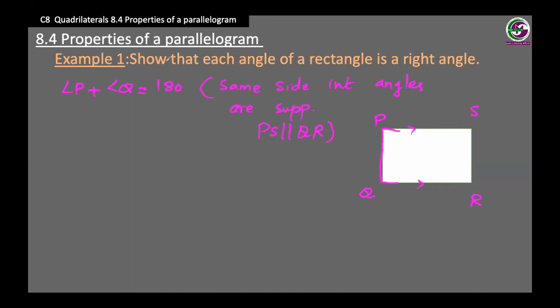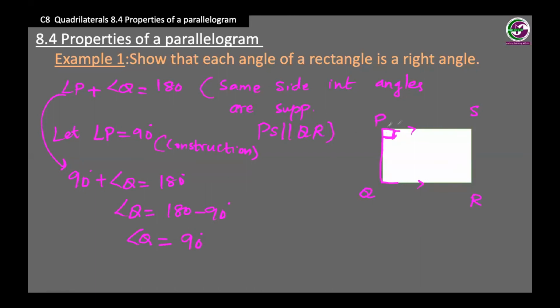Now, let us take a construction saying that one of the angles is 90 degrees. Just by construction, we can say let angle P is equal to 90 degrees. So if P is 90 degrees, let's substitute it here. So 90 degrees plus angle Q is equal to 180 degrees. So angle Q is 180 minus 90, which is 90 degrees. So we get angle Q is 90 degrees.